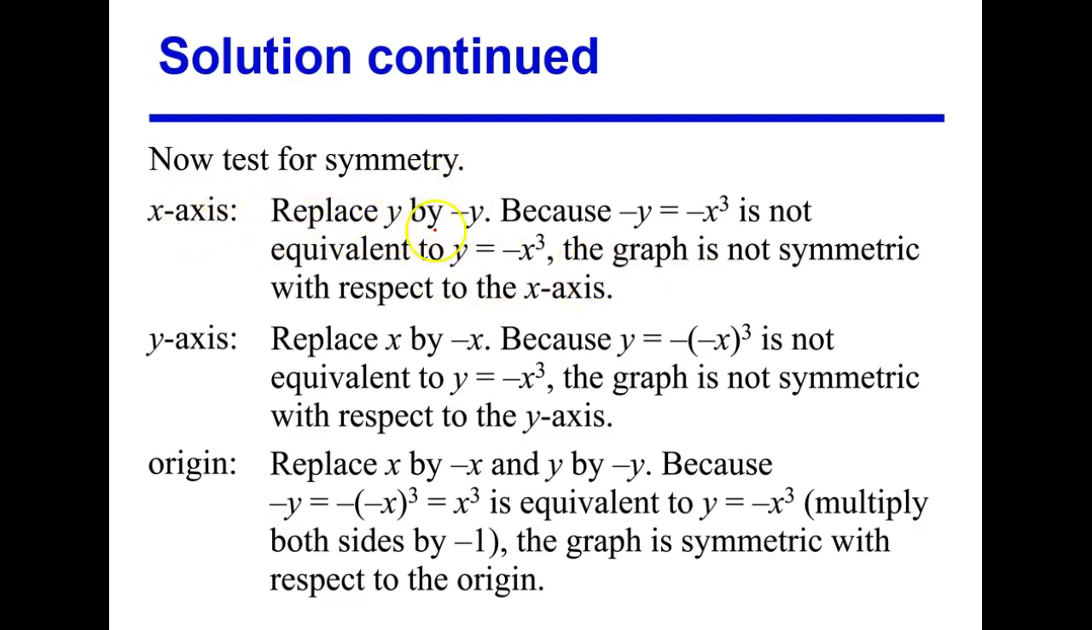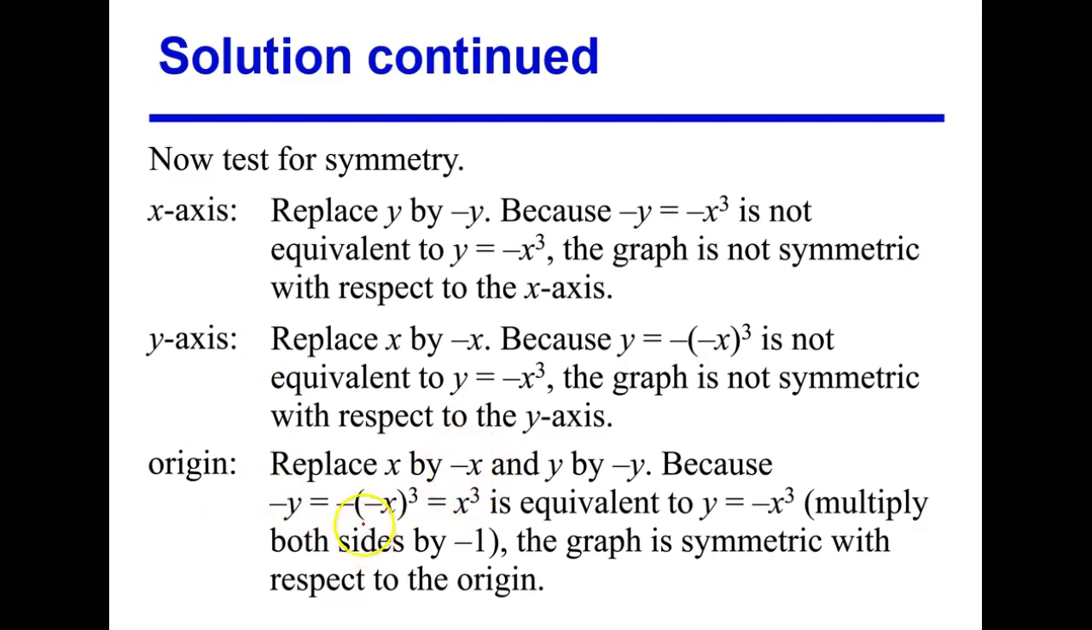About the x-axis, I replace my y with negative y, and I see that it is not symmetric because I do not end up with the same exact thing. Now we check the y-axis. I replace my x with negative x. These are not the same thing, so I know it's not symmetric. Now let's check the origin.